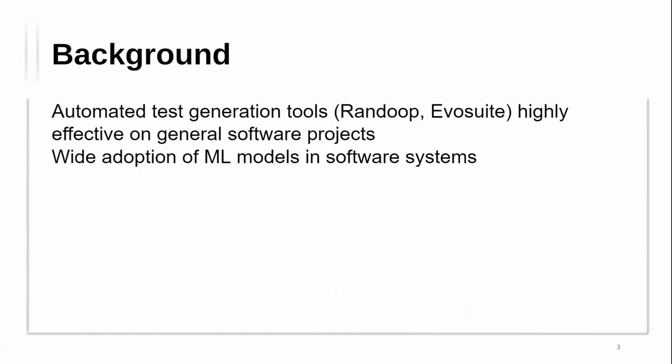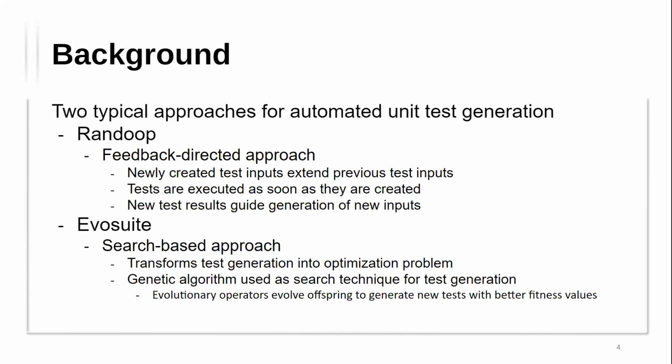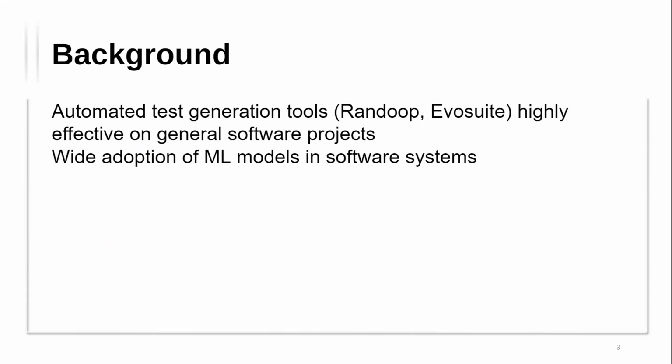So the background is that nowadays we have automated test generation tools such as Randoop or EvoSuite, which are highly effective on general software projects, like the stuff that we use. We haven't really seen much use of them on machine learning libraries yet. This is coupled with the wide adoption of machine learning models in software systems. Nowadays we are seeing more and more uses of machine learning to do many different things in software systems. This brings about the question of how effective our software test generation tools are on these machine learning models, and what improvements we can expect to see.